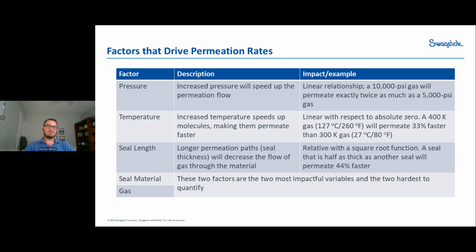With seal length, you really want to increase that permeation length that you have when you're going through it. And that's because it's relative to a square root function. So if you're half as thick as another seal material, you're going to permeate about 44% faster. On the next slide, we'll talk a little bit more about seal material and gas, but those are really impactful variables, and they're kind of harder to quantify than seal length, temperature, and pressure.